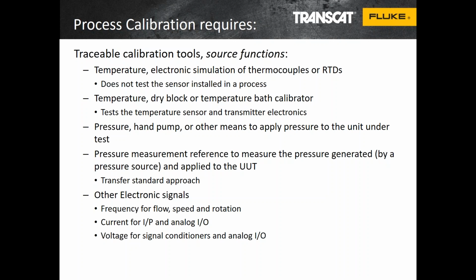For pressure, you need a hand pump or some other means to apply pressure to the unit under test. And to know what that pressure is, you have to have some form of a pressure measurement reference to measure the pressure generated by the pump, typically a gauge, a pressure module, or a pressure calibrator. And since the pump is external, this is referred to as a transfer standard method where the pressure is being generated by the pump and then the actual pressure that's being applied to the UUT is being verified by the pressure standard that's making the measurement.